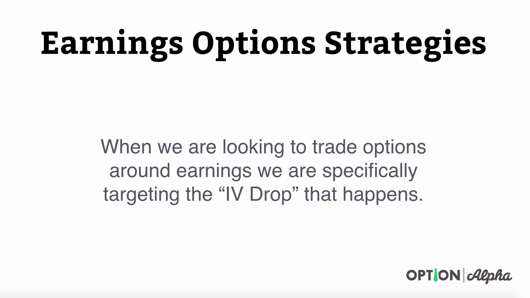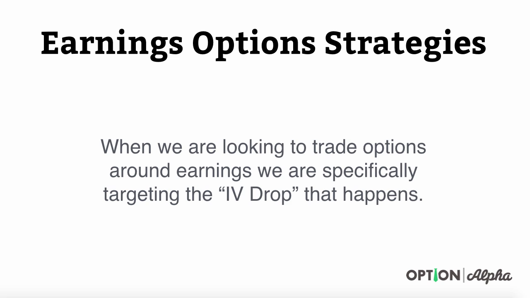In this video tutorial, we want to talk about the different earnings options strategies that you can use. So remember, when we're looking to trade options around earnings, we're specifically targeting that IV drop or IV crush that happens. And that's just a refresher. When a company announces earnings, we typically see a run up in implied volatility ahead of that earnings announcement because of the unknown that's coming with earnings.